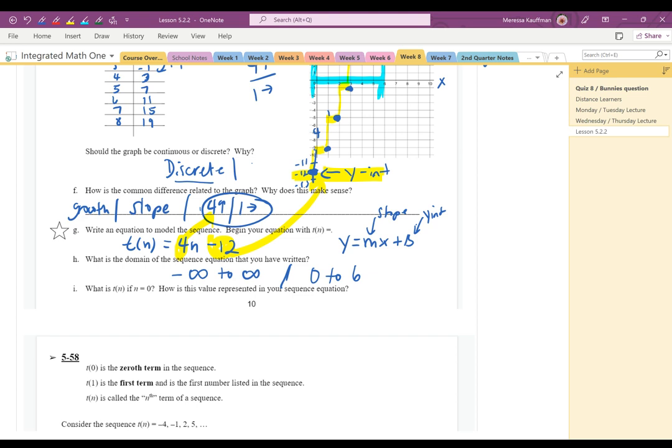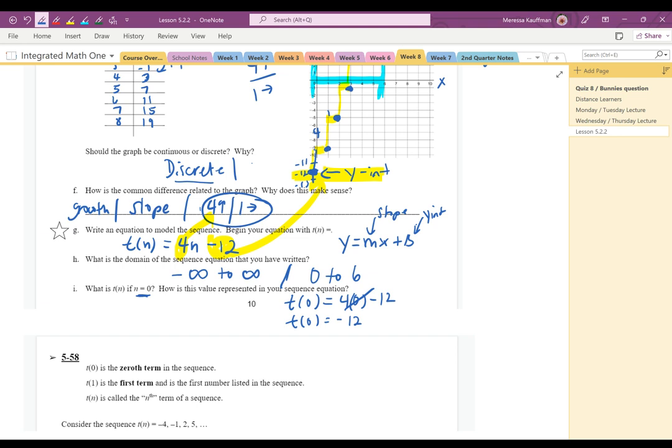The last question is an important one. What is t of n if n is equal to 0? So they're asking for t of 0. And instead of n, I would put a 0 in: 4 times 0 minus 12. Well, if I solve this equation for t of 0, 4 times 0 is 0, so that goes away. I just end up with negative 12, which is my y-intercept. So if n is 0, you know your y-intercept is negative 12.